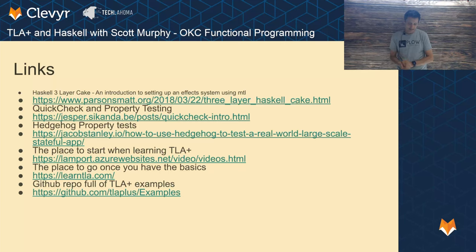Three Layer Haskell Cake, that's all about the effect systems that I was talking about. It's done from the point of view of MTL. Very good stuff. And then different property testing systems are outlined. I like Hedgehog more, but quite honestly, I use QuickCheck more. I try and use Hedgehog, but QuickCheck's just baked into Haskell, so.